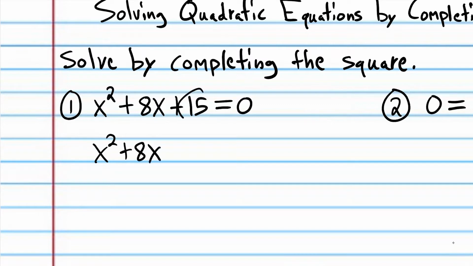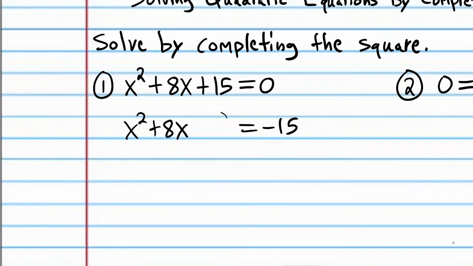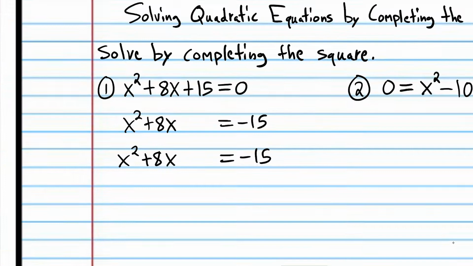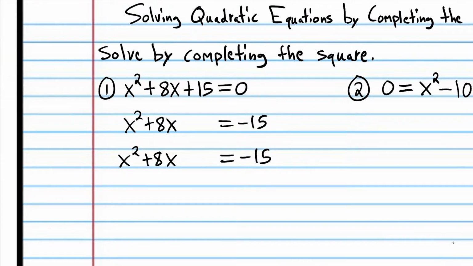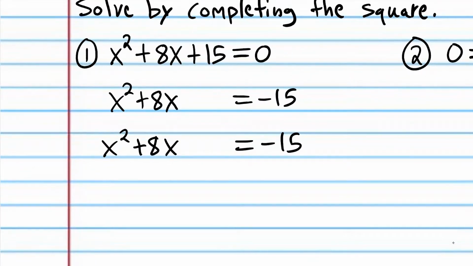You're going to take the number that has no x on it, and you're going to put it on the other side. And notice that I'm leaving a big gap here. I'm then going to rewrite it. And now I'm going to do what's called completing the square. What I'm going to do is I'm going to add 16 to both sides.